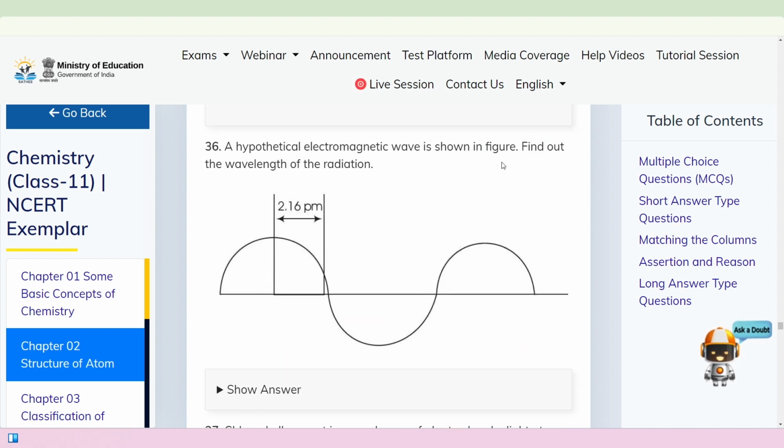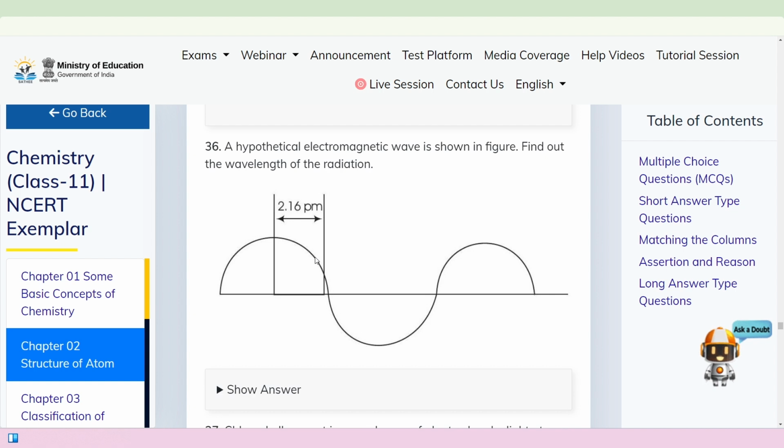A hypothetical electromagnetic wave is shown in the figure. Find out the wavelength of the radiation. So what is given? This is a half cycle wave. When we call it a complete cycle, we move from here and come to the same phase, when the phase becomes equal, this and this have the same phase.